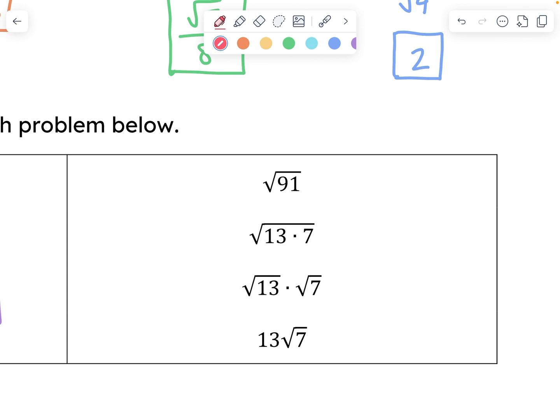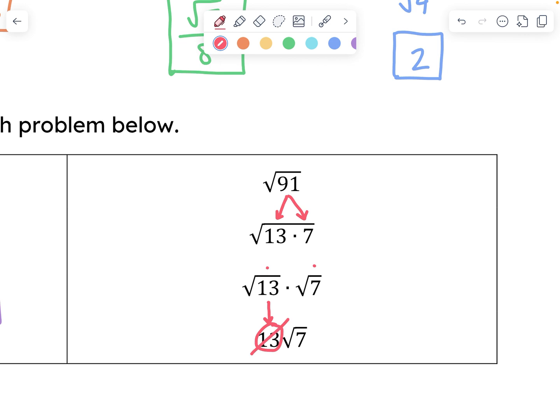Okay, so for this one, they split 91 into 13 and 7, 13 times 7. So the square root of 13 times the square root of 7. And you'll see right here, 13 and 7, neither one of those is a perfect square, but they still tried to take the square root of 13, and you cannot do that.